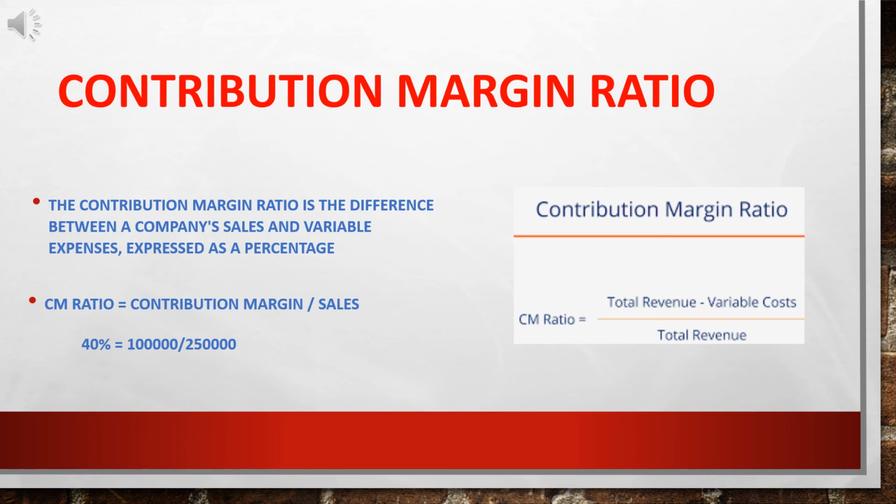So the contribution margin, we got it from the previous slide, as you remember. Again, the formula for the contribution margin ratio is the contribution margin divided by sales. Based on the previous example, we got the contribution margin as 100,000 and the sales as 250,000. So 100,000 divided by 250,000 is 40%. This is the contribution margin ratio.